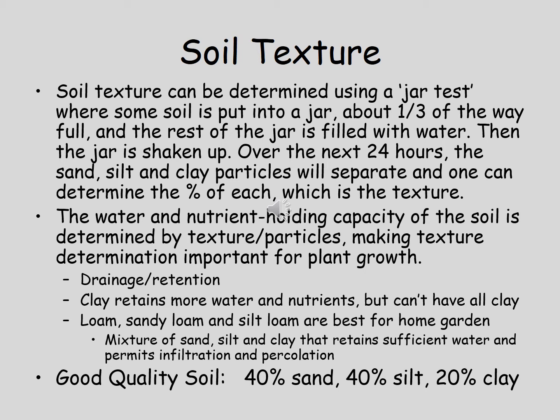As I said in the last slide, the texture indicates the ability of that soil to drain well or retain water, or a little bit of both. It tells you the amount of clay, which is the thing that retains water and nutrients too. But if it's all clay, it holds onto the water and nutrients too tightly, so you want a moderate amount of clay. In general, a good quality soil for most plants is a loam, or sandy loam, or silt loam, and that's approximately 40% sand, 40% silt, and 20% clay.